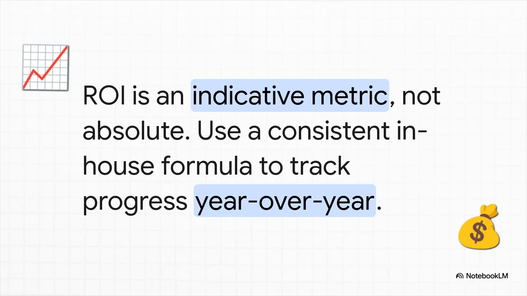And finally, we get to level 5, ROI. Now, the big secret here is that it's not about finding some perfect, absolute scientific number. It's about consistency. What you do is create a simple in-house formula that links your training budget to a key business indicator. Maybe it's sales figures, maybe it's employee retention. The key is to use that exact same formula every single year. That's what allows you to track your progress and show a positive trend over time.